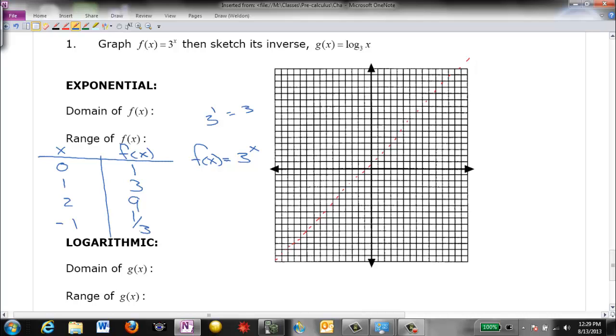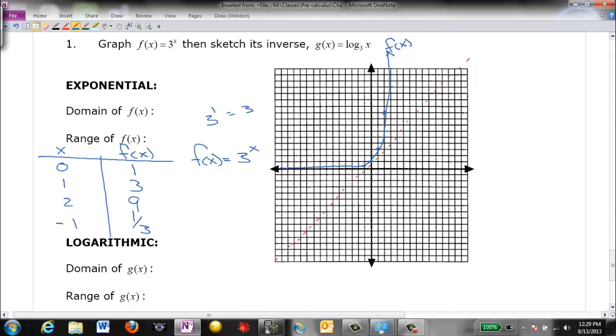Okay, so let's go ahead and plot those points and see what we've got going on. So at 0, I'm at 1. Right, so we're about right here. And then at 1, we're at 3. We're about right here. And then at 2, we're at 9. So there's that one. And then at negative 1, we're at 1/3. So about right here, right, getting close to that line. We already know what this is going to kind of look like. It's got a horizontal asymptote at y equals 0, and then it starts to curve up, demonstrating exponential growth. Okay, so there's f of x.